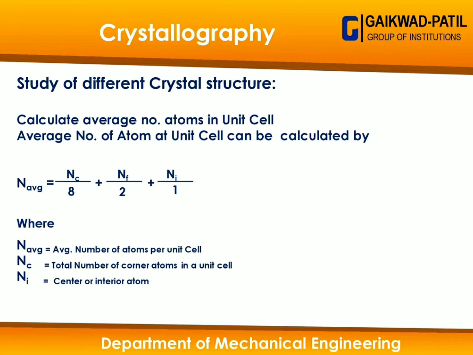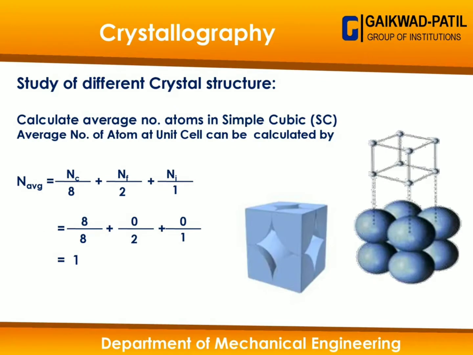Now let's see how this formula works for the simple cubic crystal structure. NAVG equals NC divided by 8, which stands for the corner atom shared by 8 unit cells, plus NF divided by 2, the face atom shared by 2 unit cells, plus NI divided by 1, meaning the interior atom belongs to the original unit cell itself, right?